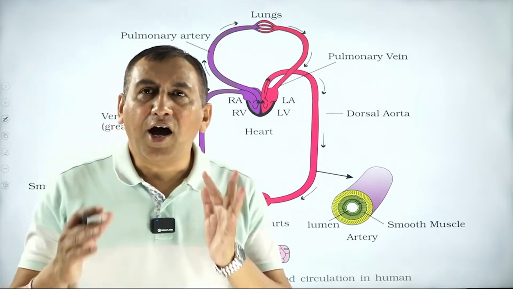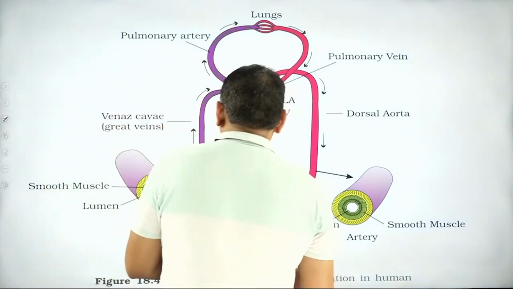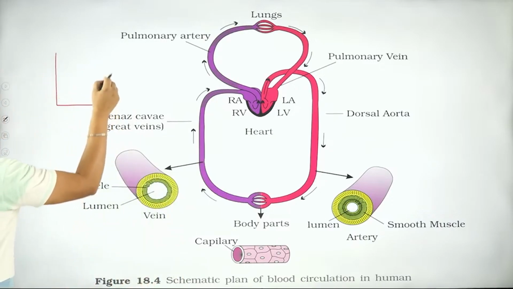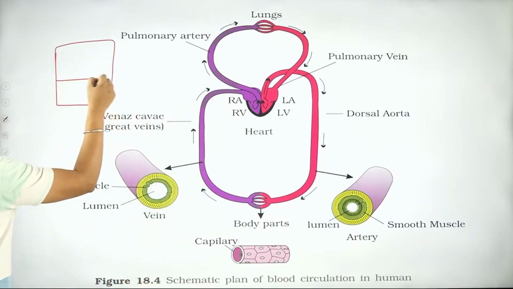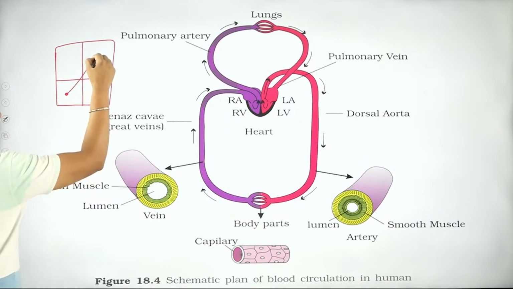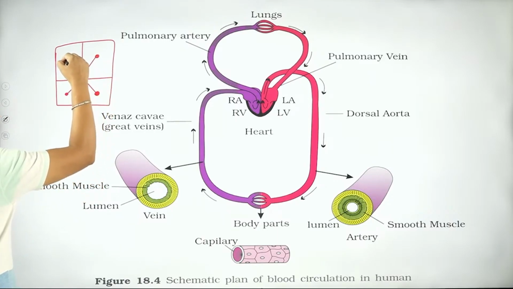See how the blood is flowing. There are 2 circuits related with the circulation of blood. One starts from the right ventricle and ends in the left atrium. One starts from the left ventricle and ends in the right atrium.